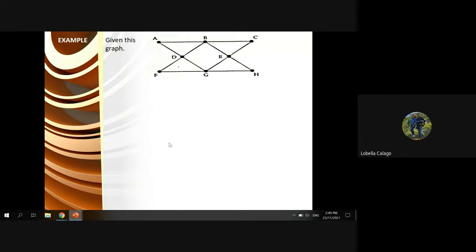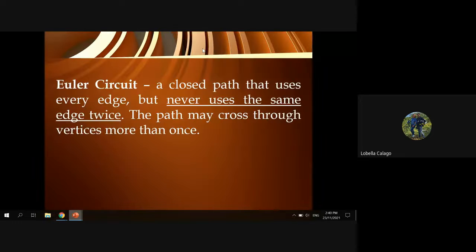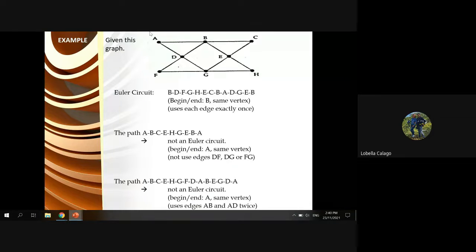Okay? So, for example here, how does an Euler circuit become closed? Because it says here, an Euler circuit is a closed path. So it will be closed if it begins with B, it ends with B. If it begins with A, it ends with A. If it begins with D, it ends with D. So it becomes closed when it begins and ends with the same letter. Okay, take note of that. It will be a closed circuit if it begins and ends with the same letter.